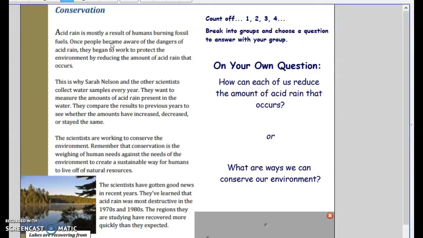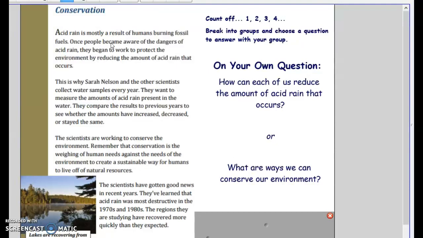This is why Sarah Nelson and the other scientists collect water samples every year. They want to measure the amounts of acid rain present in the water. They compare the results to previous years to see whether the amounts have increased, decreased, or stayed the same. The scientists are working to conserve the environment.